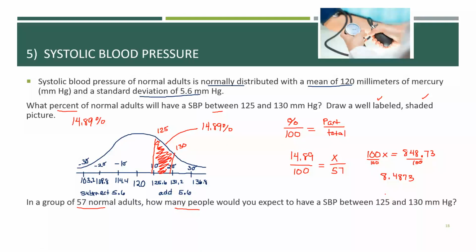And since this is people, it makes sense to me to round to a whole number. So looking at the tenths, that is a 4. And so I would round down to, I would expect 8 people out of the group to be in this range, from 125 to 130. If you need to review percents, we did them early on in the semester, and you can go back. That would have been lesson 4 or week 4 of the semester where we learned about percentages.